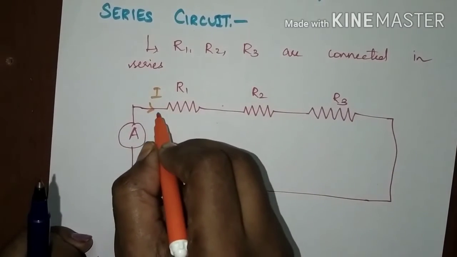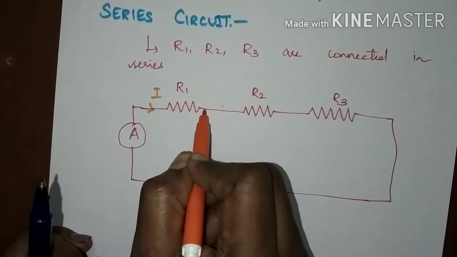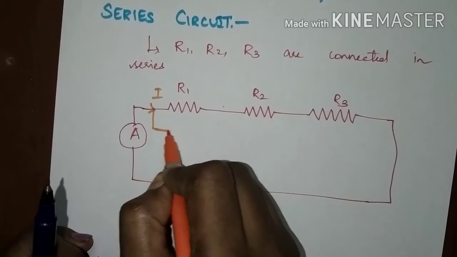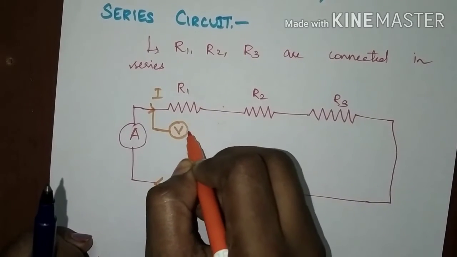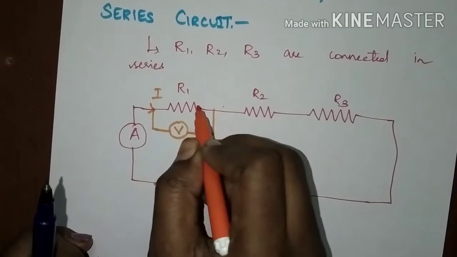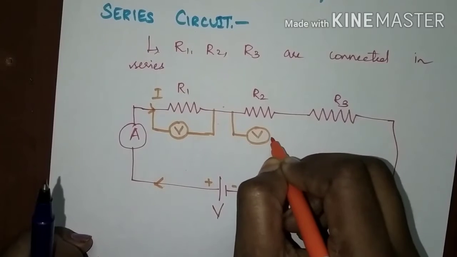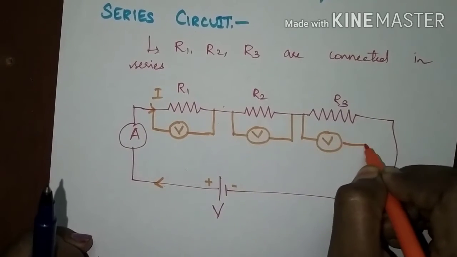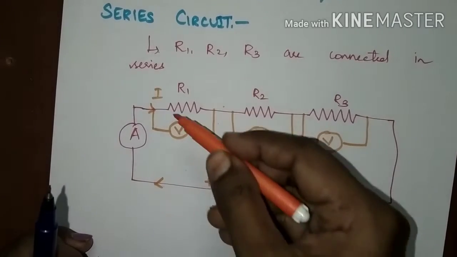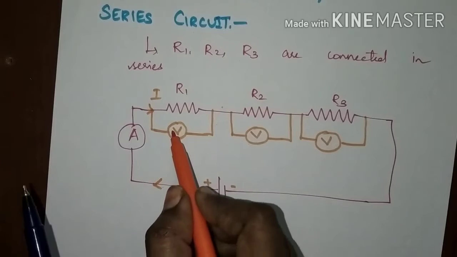We can measure the potential difference or voltage. Potential difference between the two ends is termed as voltage. So, we can measure the voltage of R1, or the potential drop of R1, by keeping a voltmeter across R1. Similarly, we can measure the voltage of R2, and we can measure the potential drop of R3 by keeping a voltmeter across it. By keeping a voltmeter across each resistance, we can measure the voltage across each element.